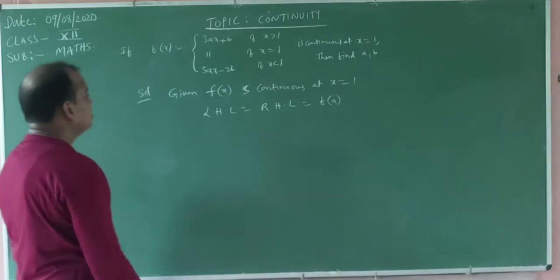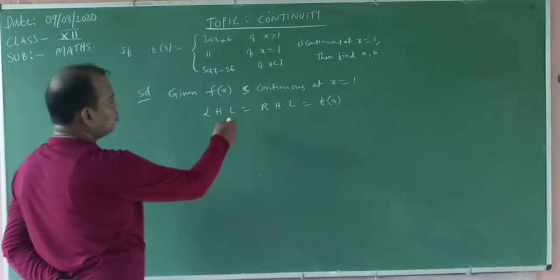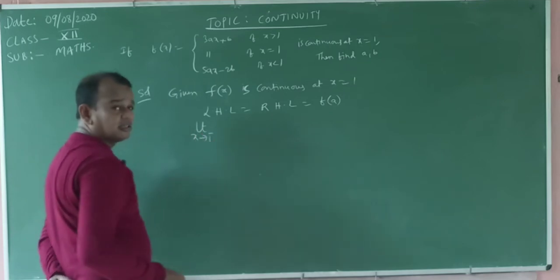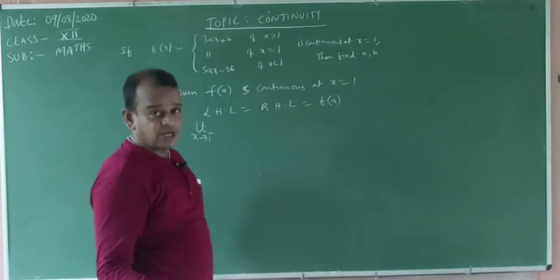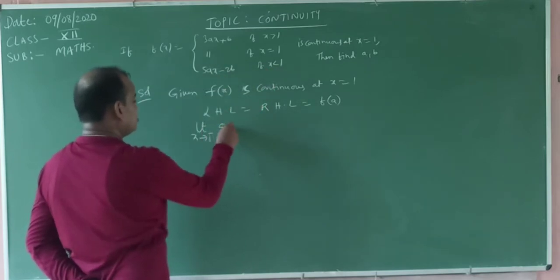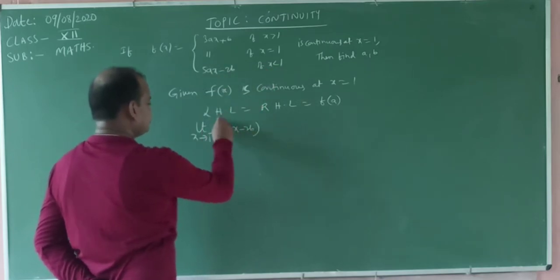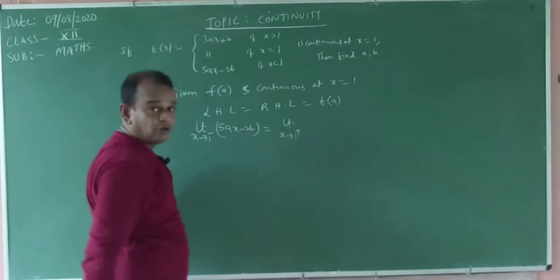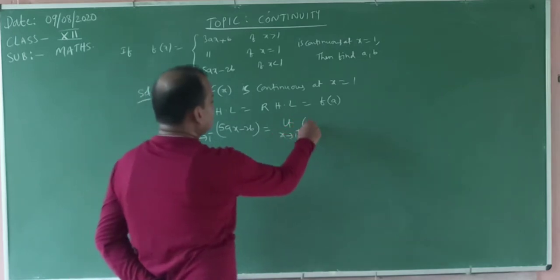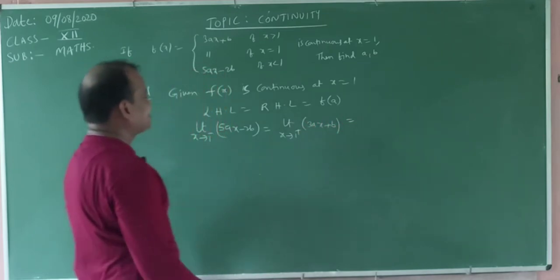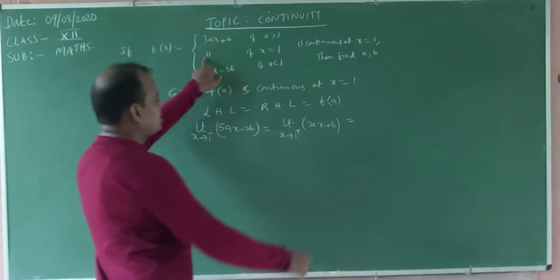Okay, LHL at x is equal to 1 is clearly given: limit as x tends to 1 minus of f of x. 1 minus means less than 1. Say yes or no? That is 5ax minus 2b. Limit as x tends to 1 plus means more than 1, we know very well. That is 3ax plus b, which equals the function value exactly at 1. How much? That is equal to f of 1.